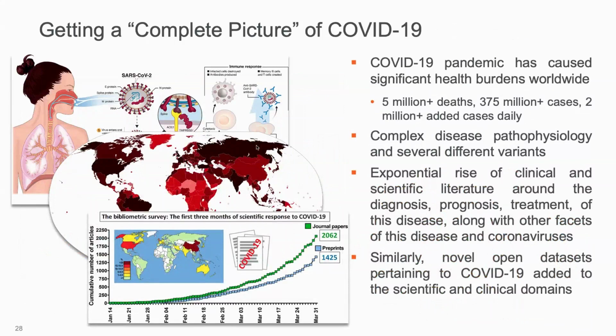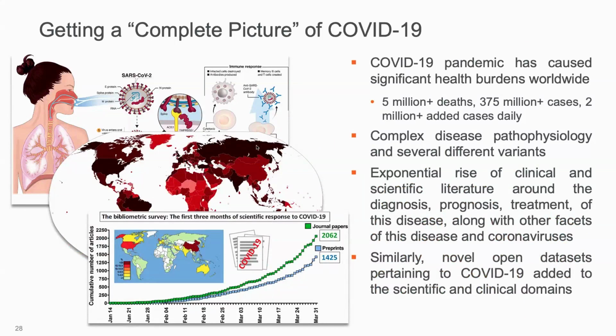So you must already be tired of hearing about the COVID-19 pandemic, but I'll briefly recap that it has caused significant health burdens worldwide with more than 5 million deaths, 375 million cases, 2 million cases that are added daily, and it has a complex disease pathophysiology and several different variants.